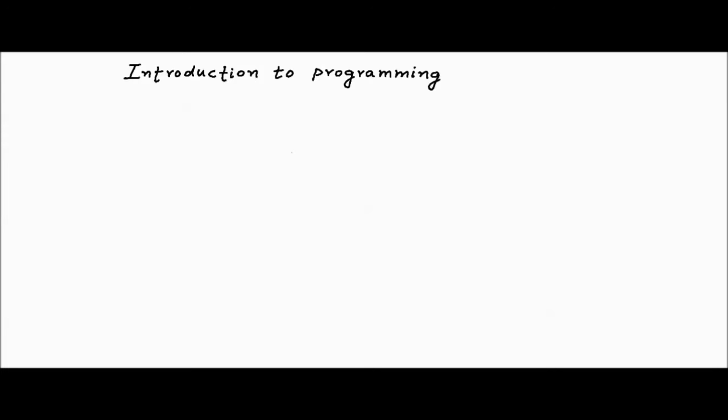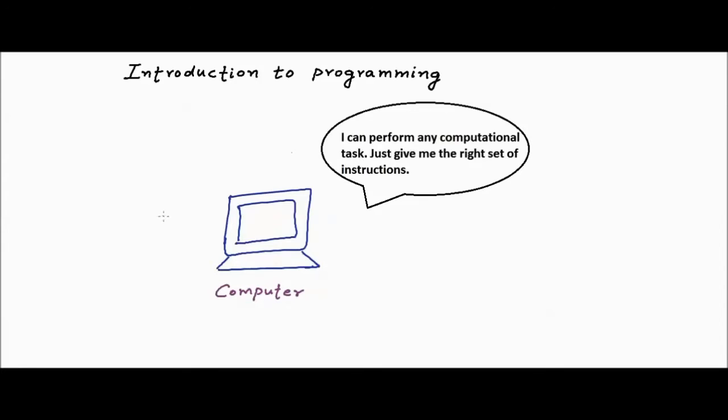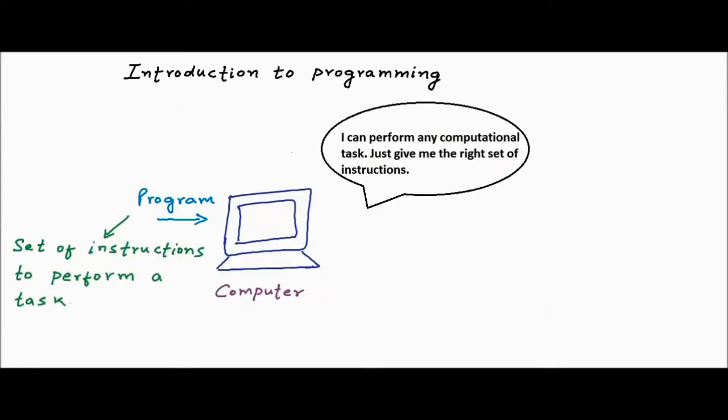Unlike most other machines that can perform a finite set of predefined tasks, a computer is a general purpose machine that can perform any computational task. All you need to do is give it a program, which is nothing but a set of instructions to perform a task. A computer is nothing in itself without programs. All the tasks are performed through programs.